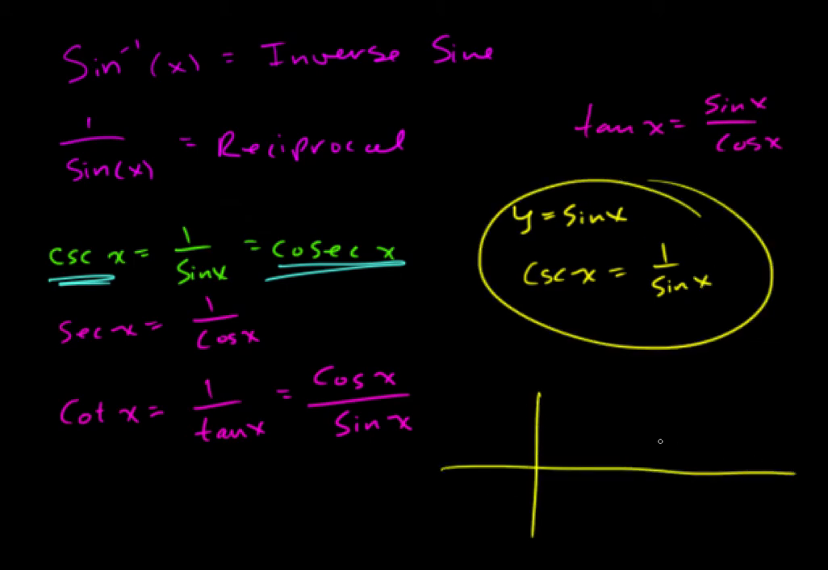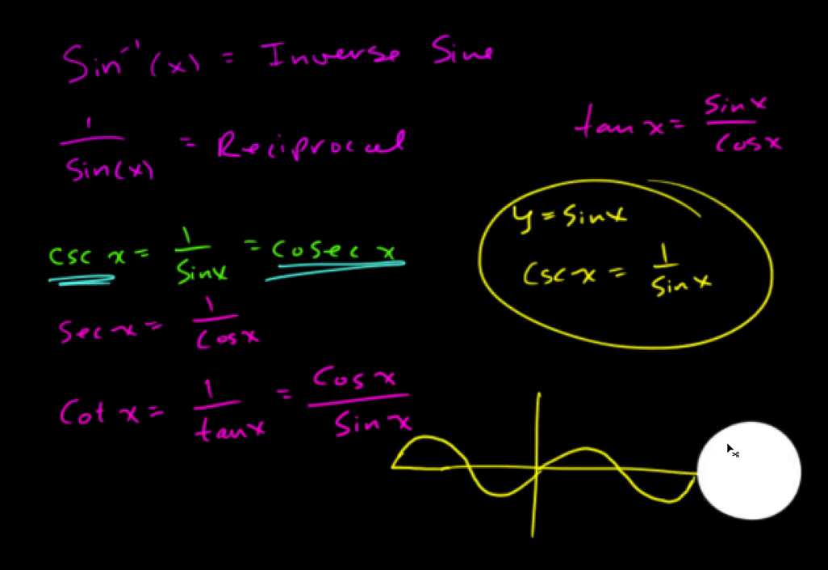So if we draw a sine function, it's going to look like this. They want us to draw it in between 2 pi and negative 2 pi. So we're going to draw it like that.